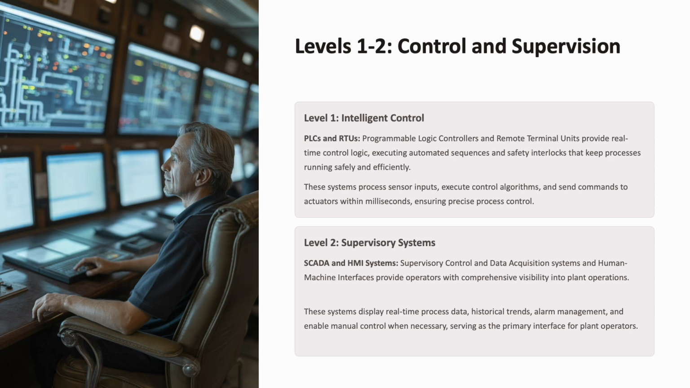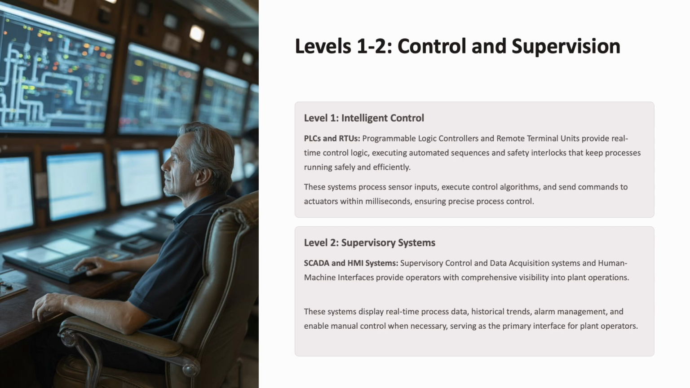Moving up the Purdue model, let's look at level 1 and 2, which are all about control and supervision between the industrial systems. Level 1 is intelligent control. At this level, we have devices like the PLCs and the RTUs, which we discussed previously. These devices are the brain of real time control logic. They constantly receive data from the field sensors and execute automated instructions.